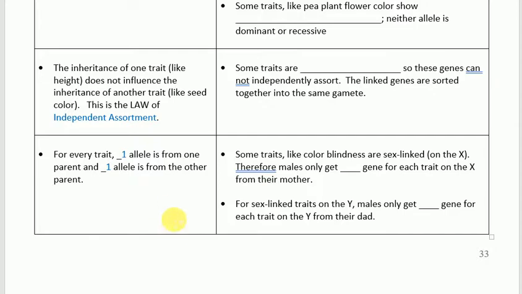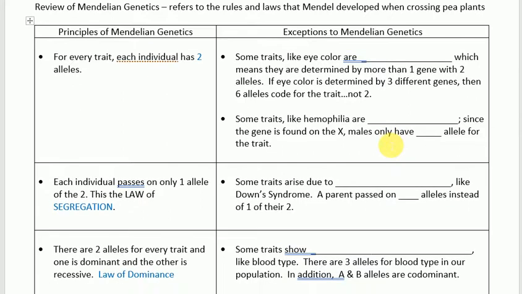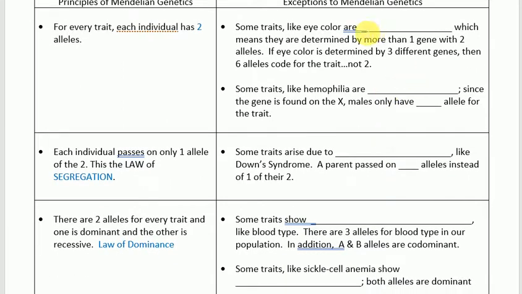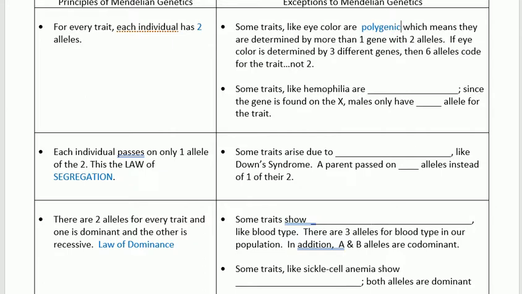Okay, so those are all the principles that you need to know. Now let's talk about the exceptions. Some traits, such as eye color, are polygenic, which means they're determined by more than one gene with 2 alleles. If eye color is determined by 3 different genes, then 6 alleles code for the trait, not 2.